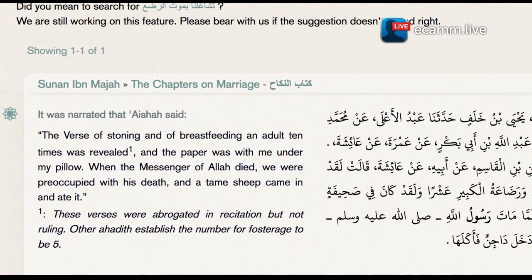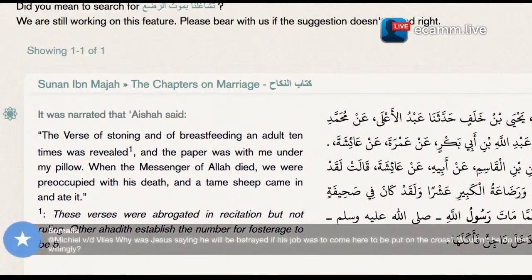Why is Jesus saying he will be betrayed if his job was to come here to be put on the cross? First of all, my friend, who said to you that this is the job of Jesus? What do you mean this is his job? His job? You know, people say very weird stuff, showing their ignorance. Jesus does not have a job to do.